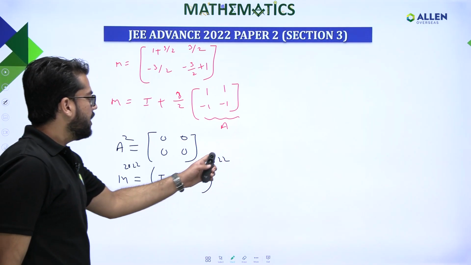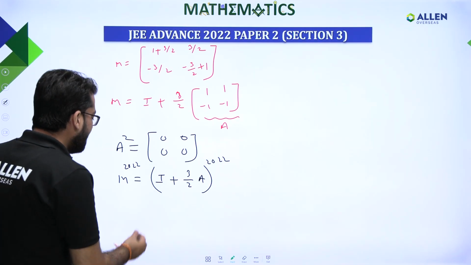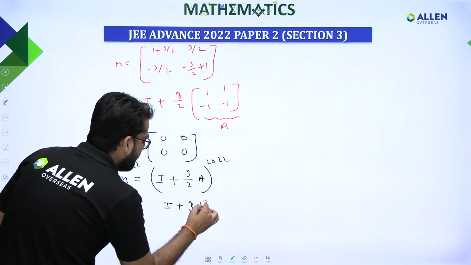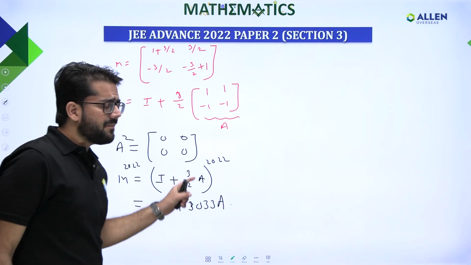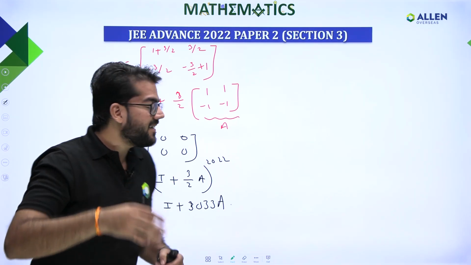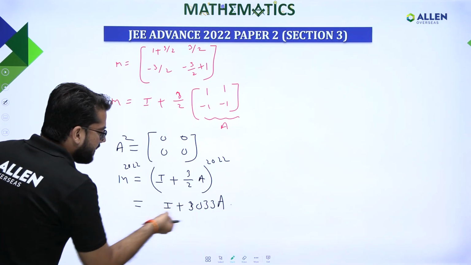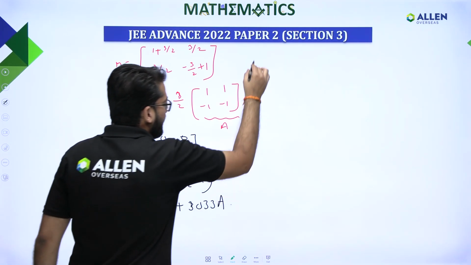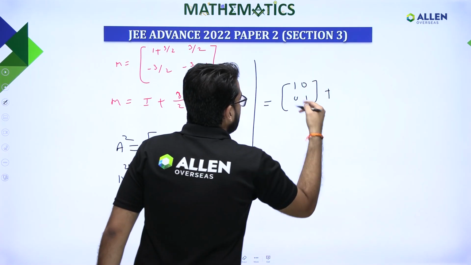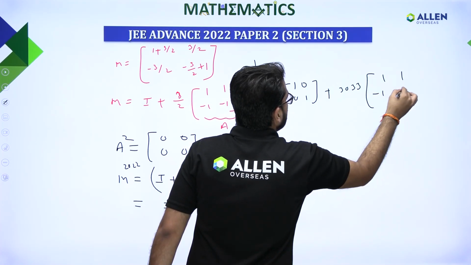Here we have I plus 3 by 2 A to the power 2022, and you can open this expression using the binomial theorem. The final one is I plus 3033A, because after this you have the A square term, the A cube term, and once A square is 0, all the higher terms will be 0. So I just take the first ones, that is I plus 3033A, which is the identity, 1, 0, 0, 1, plus 3033 into A, which is 1, 1, minus 1, minus 1.